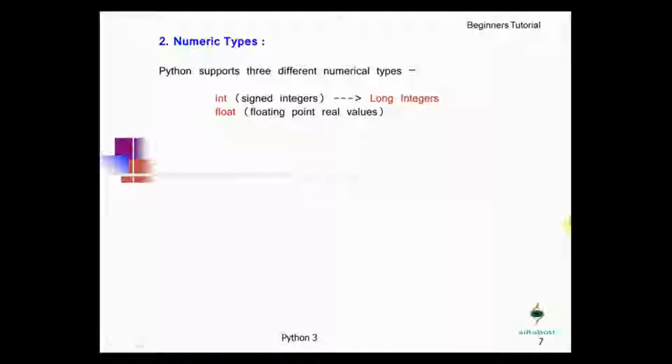Next topic is the numeric types. Python supports 3 different numerical types. They are integer, float, and complex. All integers in Python 3 are represented as long integers. Hence, there is no separate number type as long. Actually, the number type long is available in Python 2.x, but in Python 3.x, there is no separate number type long. Please remember it.